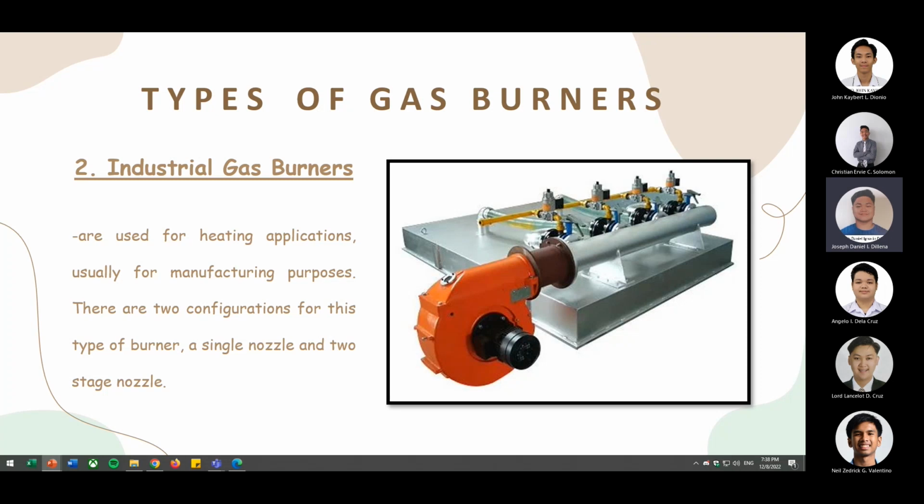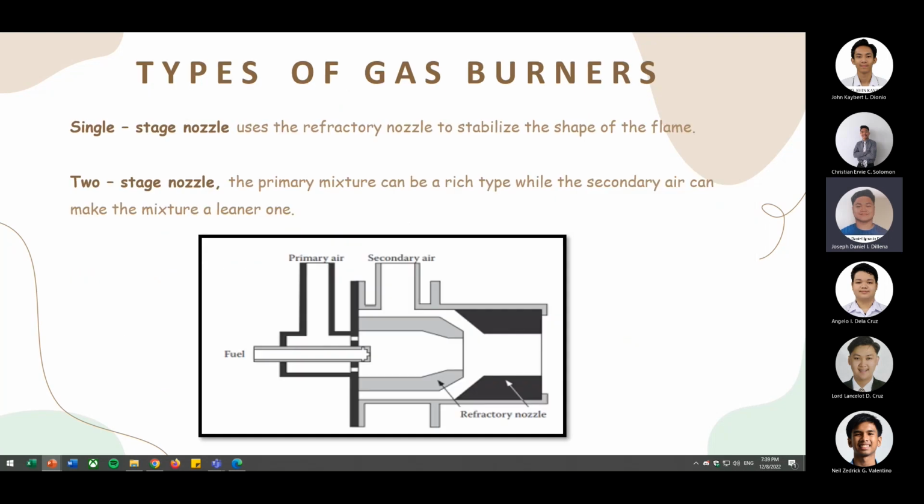Next, industrial gas burners. These types of burners are used for heating applications, usually for manufacturing purposes. In this case, the gas temperature, heat transfer, and the flame shape should be considered. There are two types of configurations for this type of burner: a single nozzle and a two-stage nozzle.